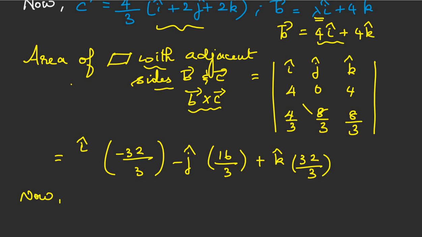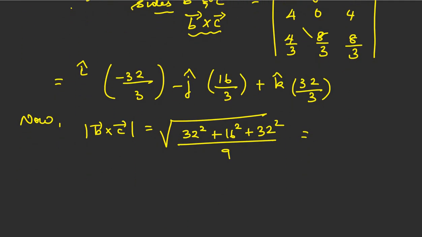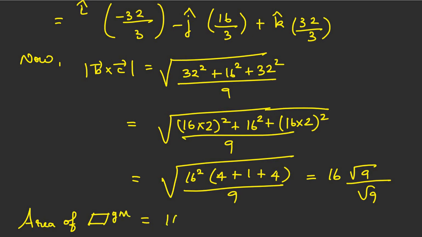Now we find the mod of B vector cross C vector, which gives us the area of the parallelogram. This is equal to root of 32 the whole squared plus 16 the whole squared plus 32 the whole squared, divided by 9. Now 32 can be written as 16 into 2. So simplifying, this is equal to 16 into root of 9 divided by root of 9, which gives us the area of the parallelogram with adjacent sides B vector and C vector as 16 units.